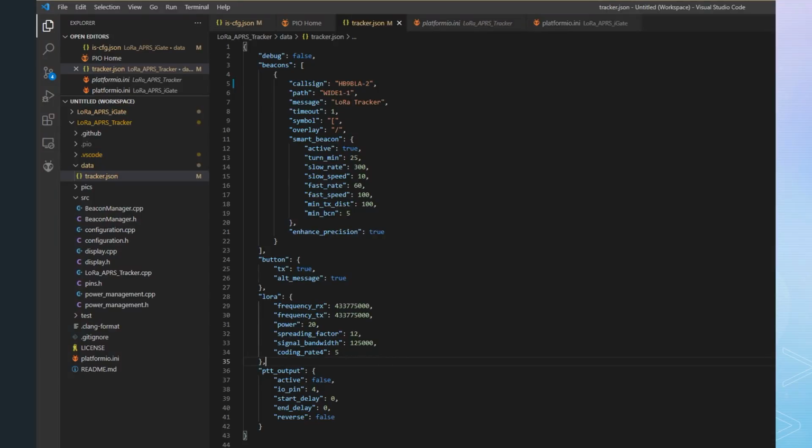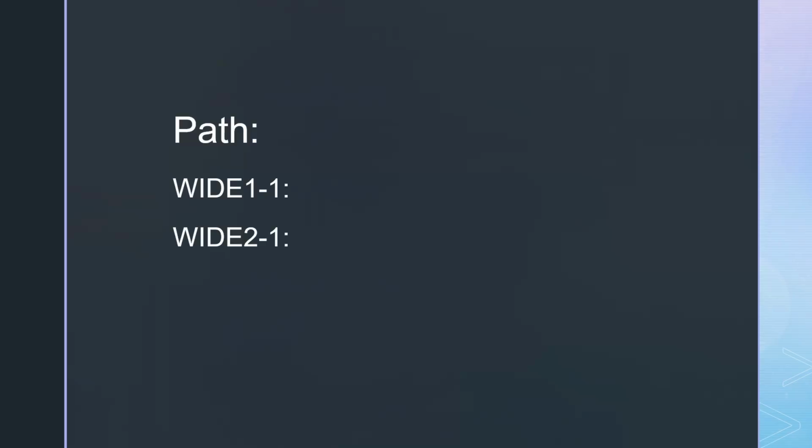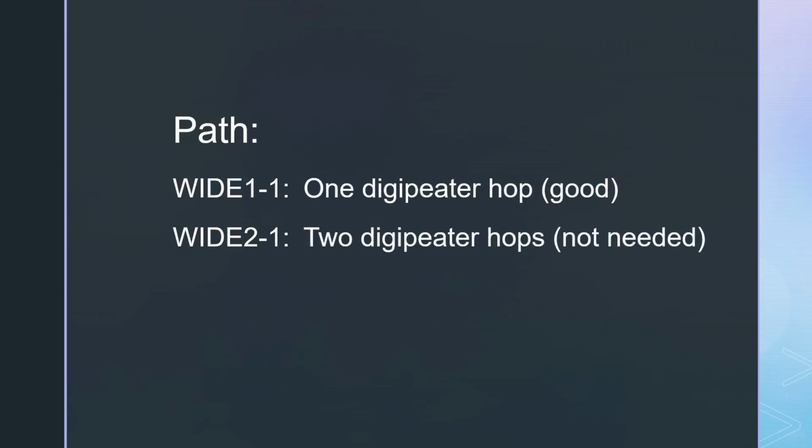The following parameter is the path. Default is wide1-1, which means that if a Digipeater receives your packet, it transmits it. If it hits a second Digipeater, it is no more transmitted. This makes sure the network is not flooded with messages. So, wide1-1 is okay for the current LoRa APRS networks. The second number, by the way, is always 1.